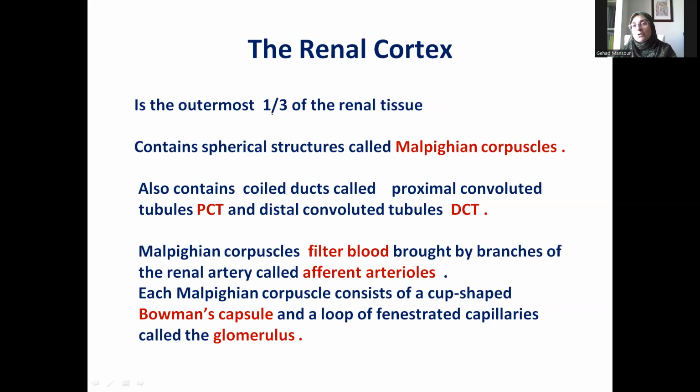Of course, since the renal cortex contains the Malpighian corpuscle, one of the main functions of the renal cortex is filtration. Actually, the renal cortex contains what? It contains the Malpighian corpuscle, PCT, and DCT. Therefore, it can do all functions. It can do filtration in the Malpighian corpuscle. It can do reabsorption and secretion in the tubules.